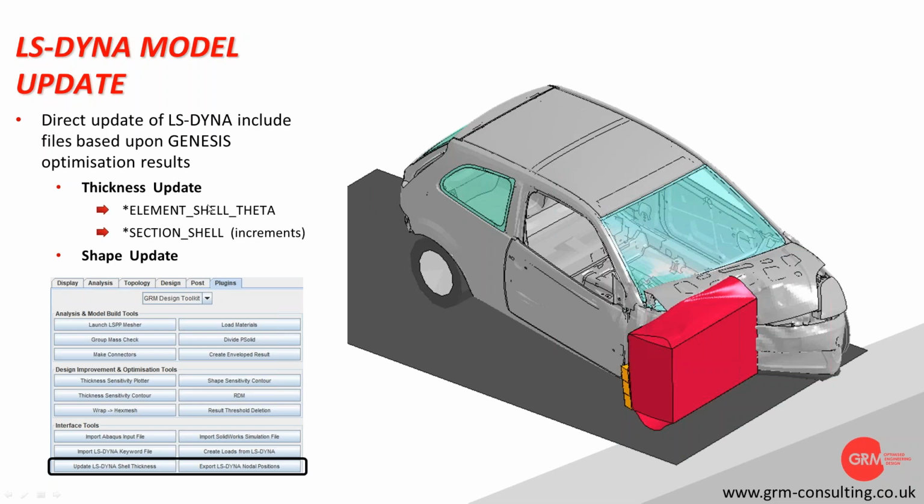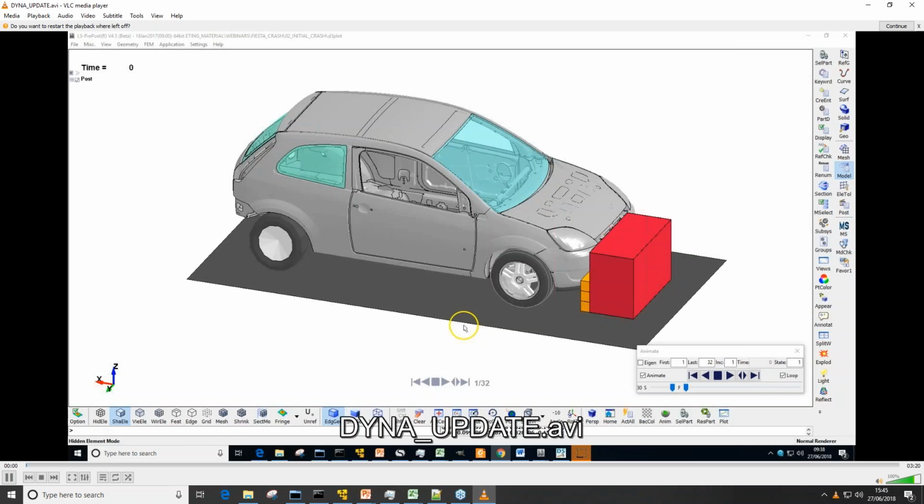Okay, so we've got the ability to update the thickness based upon a sizing or topology optimization, and update the nodal coordinates of your Dyna deck based upon a shape optimization of some kind. So what I'll do is take you through a little bit of a demonstration of that.